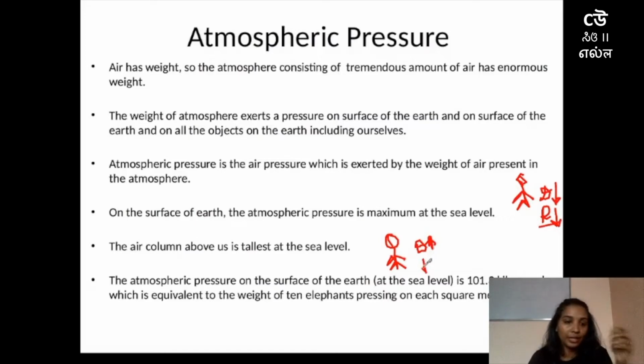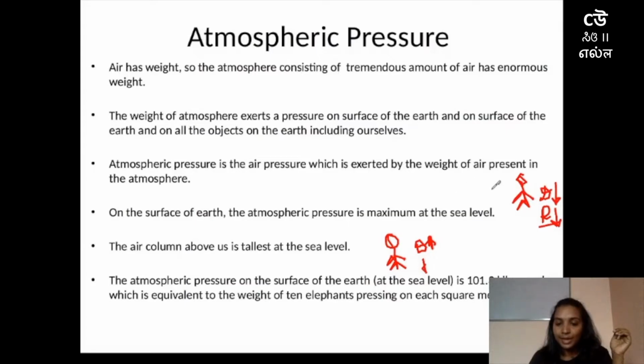Therefore I conclude that on the earth's surface the atmospheric pressure is maximum at sea level, and the air column above us is tallest at sea level. What is this air column?